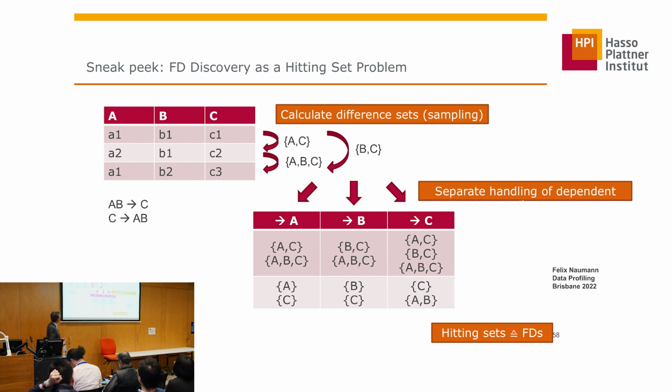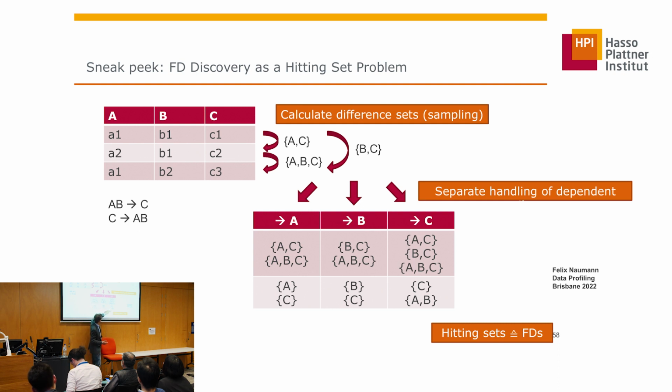And then you look individually at the different right-hand sides. So you're wondering what determines A. Which attributes can I put on the left-hand side that determine A? And the cool property is it's the hitting set of these difference sets. The hitting set of these difference sets is all attributes or attribute combinations that hit each difference set. So A alone is already good. This is obvious, A determines A. It's trivial. But also C is present in both. So C is a hitting set, and so C determines A.